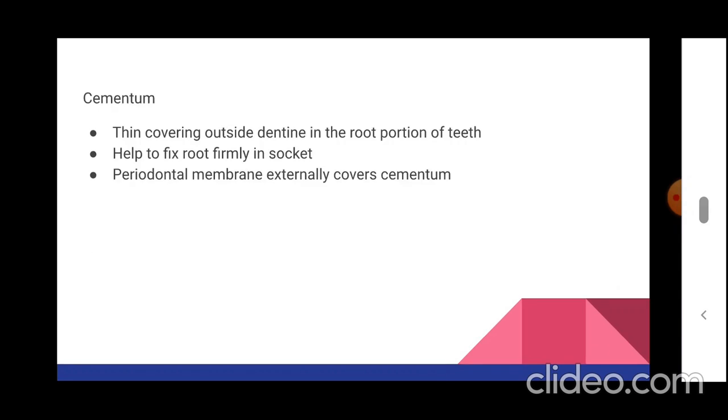Now cementum. This is a thin covering outside the dentin in the root portion of the teeth. And the cementum along with the periodontal membrane help to fix the root firmly in the socket. Periodontal membrane externally covers the cementum.